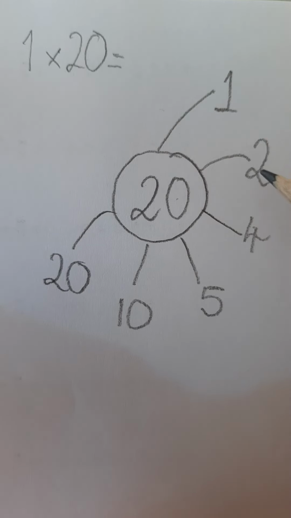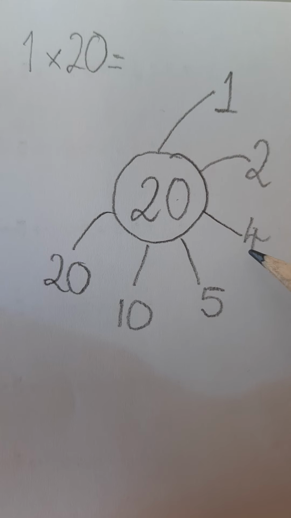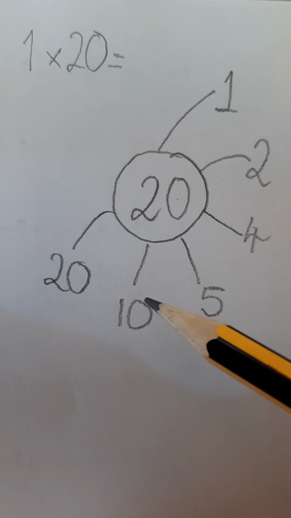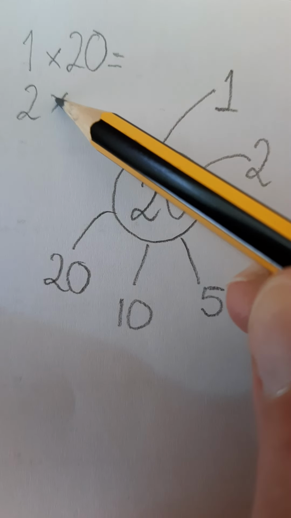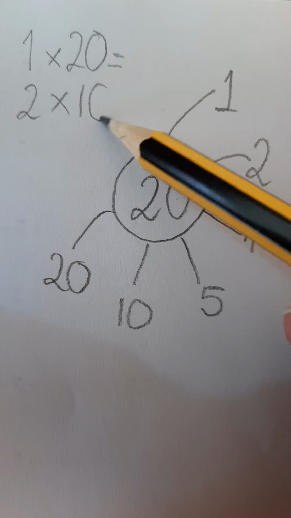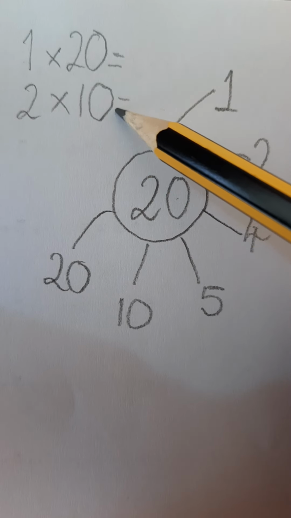Let's have a look at another set. Let's try 2 and 4. Well, 2 times 4 equals 8, so that wouldn't make a factor pair. 2 times 5 makes 10. That wouldn't make a factor pair. But 2 times 10 makes 20. So here we have 2 times by 10, and that is another factor pair.